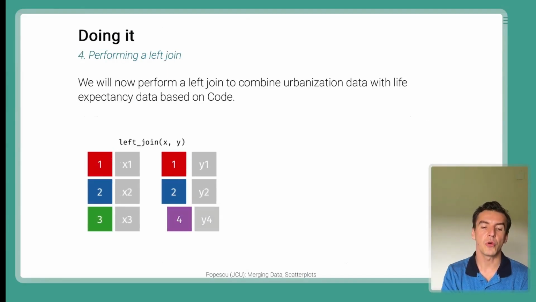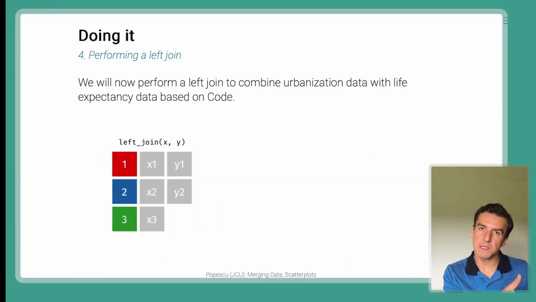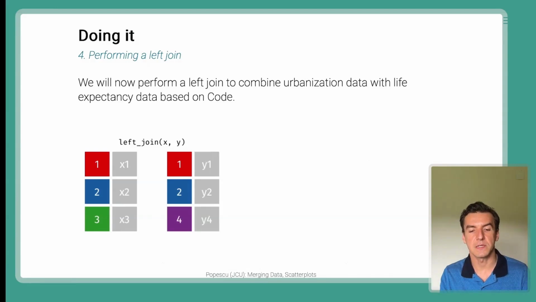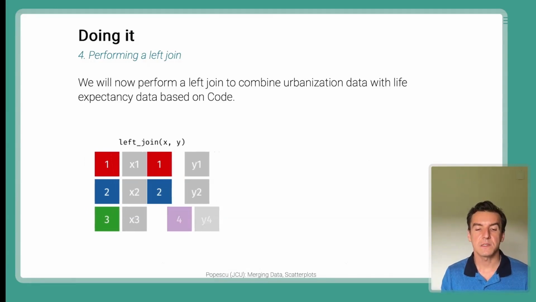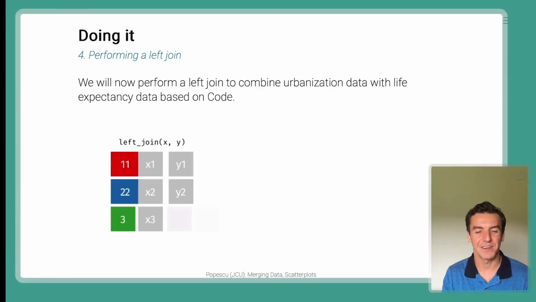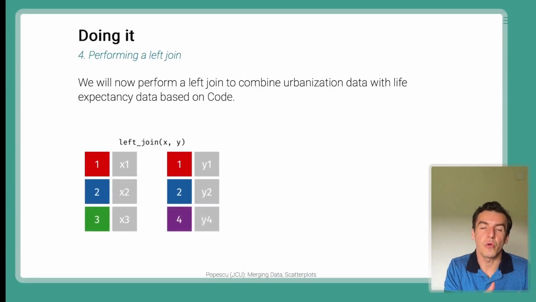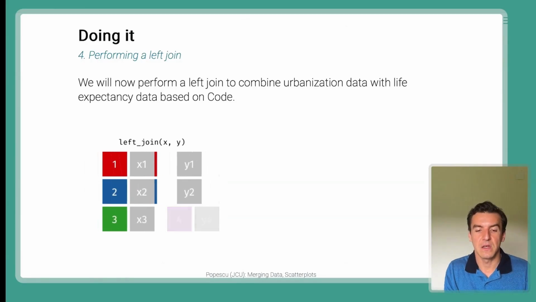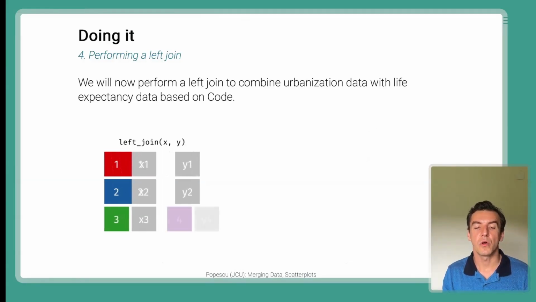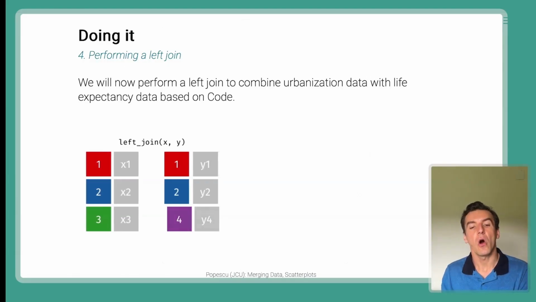Let us now join the two data sets. So remember, we cleaned our life expectancy data set, and we also cleaned our urbanization data set. What's left now, hence the name, excuse the pun, is to left join the two data sets. So why is it called the left join? It's precisely because we're merging Y, so the second data set, onto X.